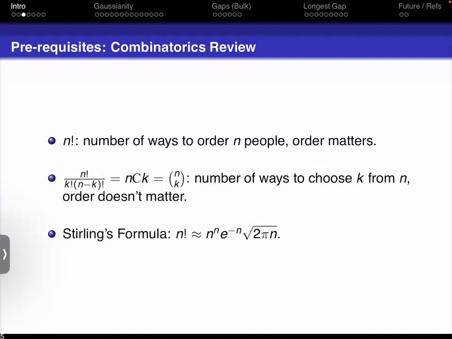And then if I want to forget the order, if I have k people, how many ways are there to arrange k people when order matters? k factorial. And that's why if I divide by k factorial, that gives me the number of arrangements when order doesn't matter. And then the last one is Stirling's formula.